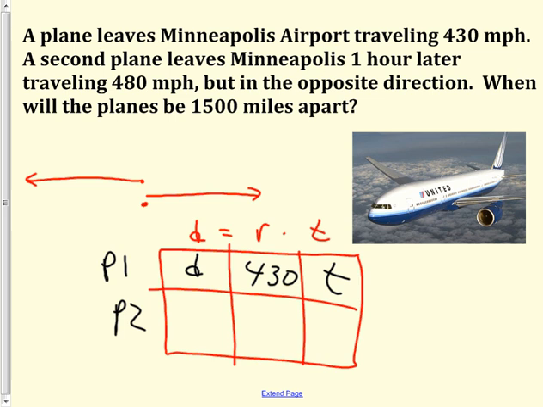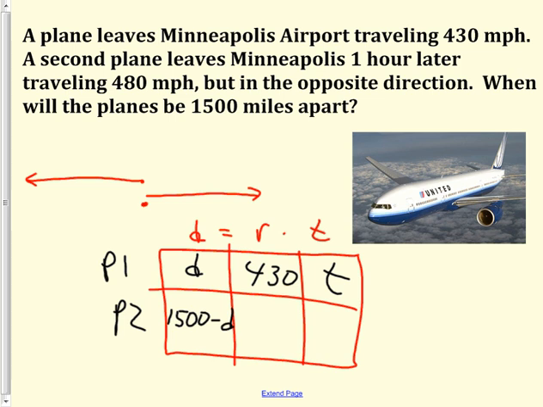Plane 2, and now remember, these are easy. If you don't know them, you just put a letter. But the second line, that's harder because you got to think. All right, what do we know about the distance? Even though we don't know what each plane was separately, we know the total distance. So you do 1,500 minus D.